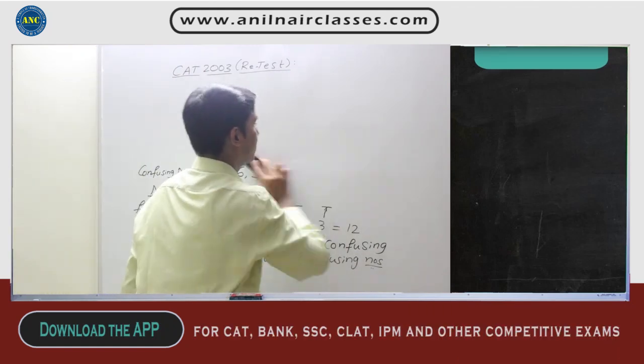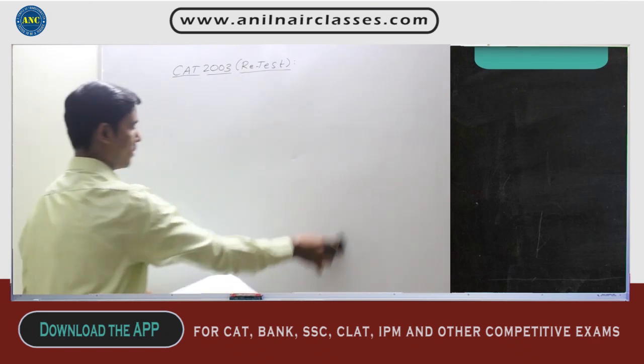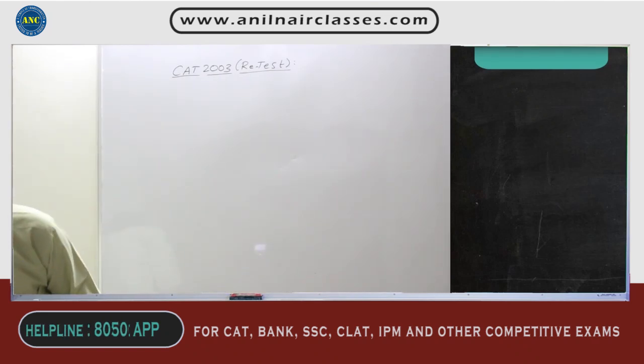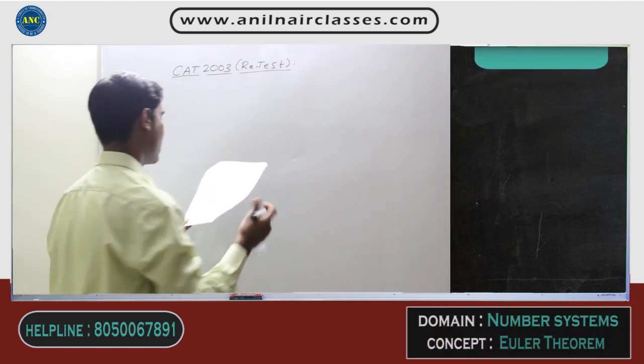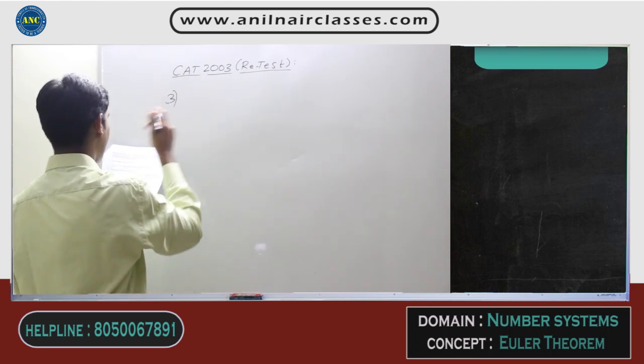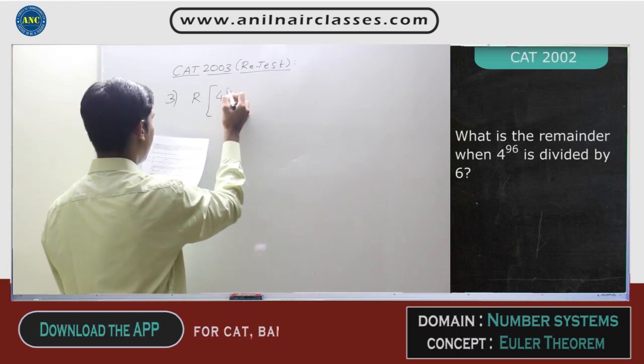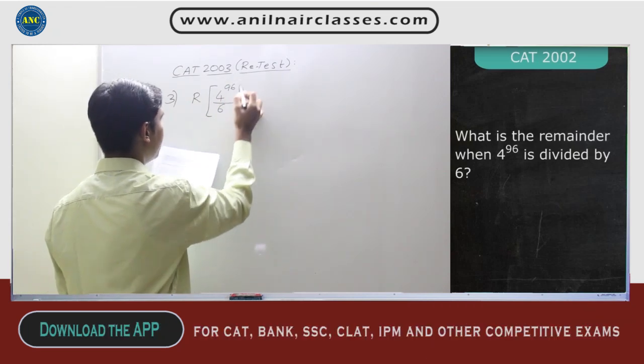Next, third question. Now please see the next question. It is a question based on remainders. Now, question number 3. What is the remainder when 4 power 96 is divided by 6? Right? 4 power 96 is divided by 6.